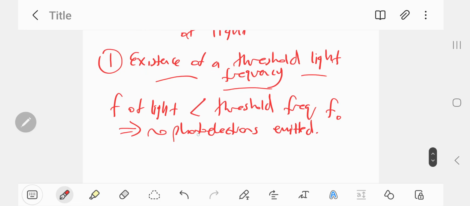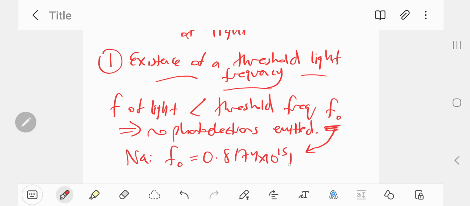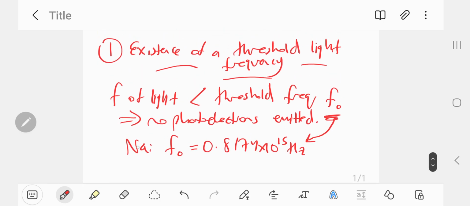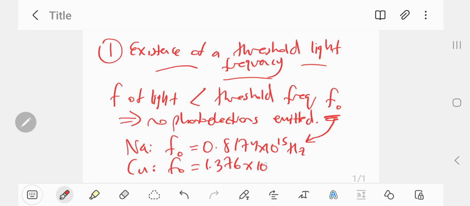And this threshold frequency, f sub naught, is actually characteristic of a metal, regardless of how bright, how intense the light was. For example, sodium has a threshold frequency, f sub naught, of around 0.8174 times 10 to the 15 hertz. Copper, 1.376 times 10 to the 15 hertz, and so on and so forth. So different metals have different threshold frequencies.